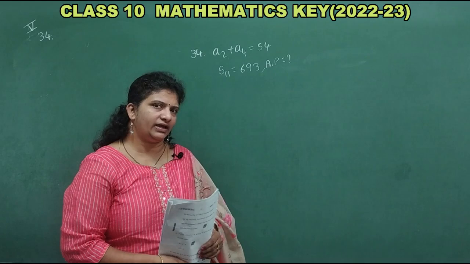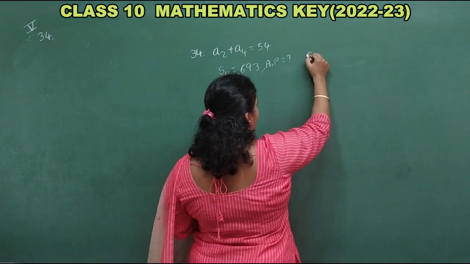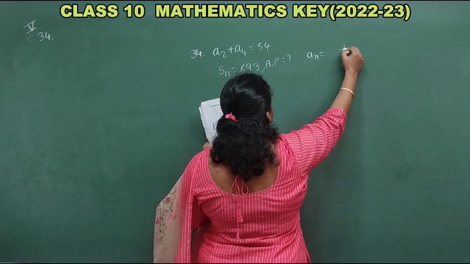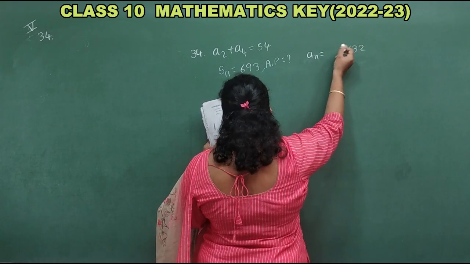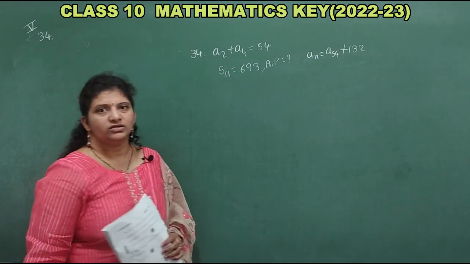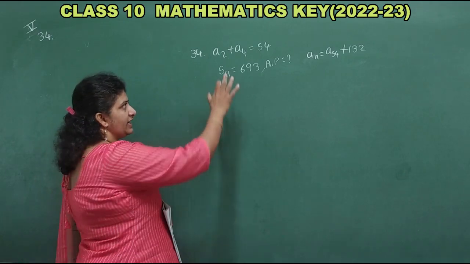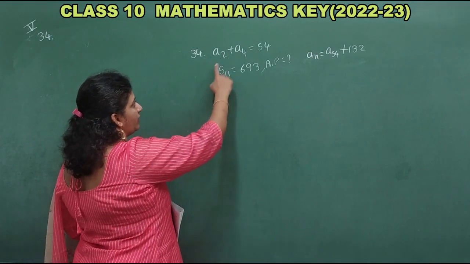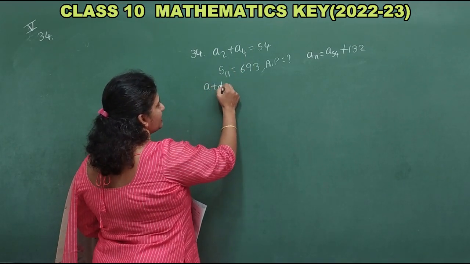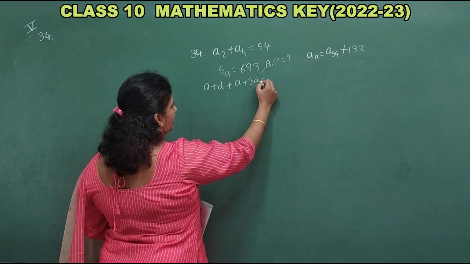So how can we find this? Which term means n, but they have given some nth term value, that is 132 more than the 54th term, A54. So if you are able to solve that, you are going to get the n value. So let's take first what is the given data. A2 plus A4 is equal to 54. Write in general form. A plus D plus A plus 3D is equal to 54.